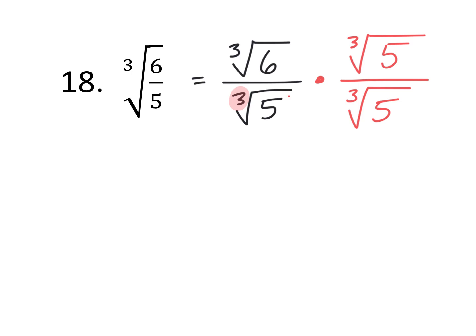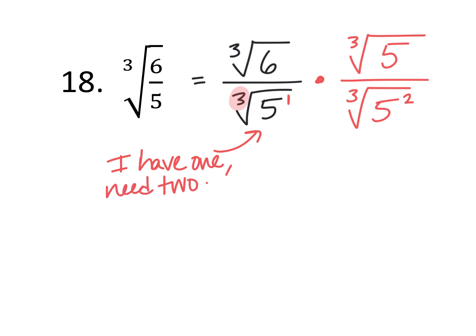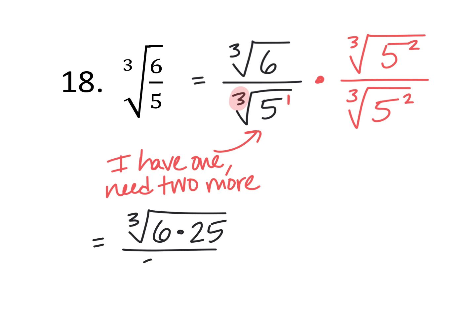We make sure we have 3 5s. Right now I have 1, so I need to multiply by 2 more. Have 1, need 2 more. So that's why we multiply by 2 more right here, and make sure to multiply that on the top and the bottom. So the cube root of 5 squared. If I multiply on the top and the bottom by that, I've got the cube root of 6 times 25 on the top. And on the bottom, I've got the cube root of 5 to the 3rd.